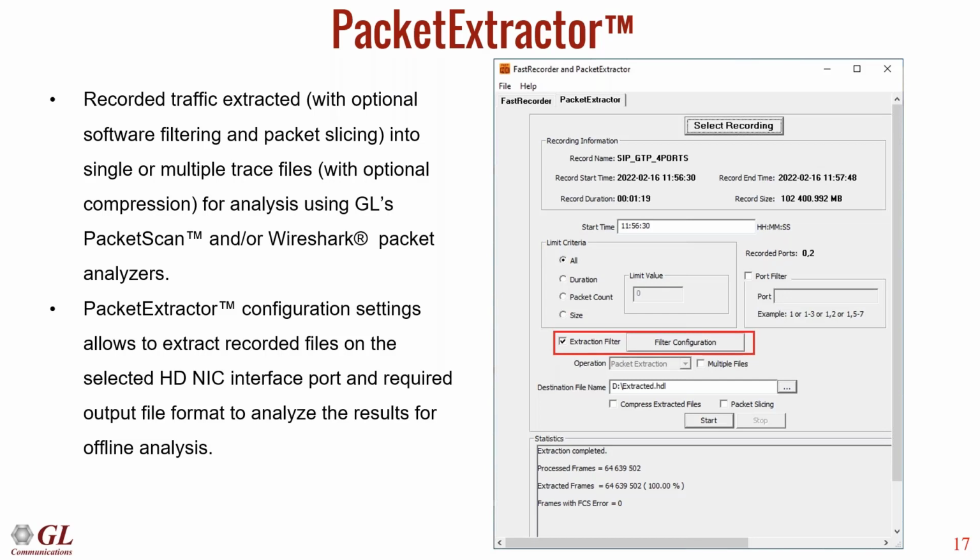Okay, and then in the destination file name, we can extract to an HDL, which is our proprietary format that we use for PacketScan, or we can extract it to a PCAP format, where you can look at the file in something like Wireshark. You can extract to one large file, or you can split it into multiple files. There's also an option to compress the extracted file, so that the file size is much smaller after it's been extracted. Again, you can apply packet slicing during the extraction, so that you're just looking at a fixed length for a specific packet.